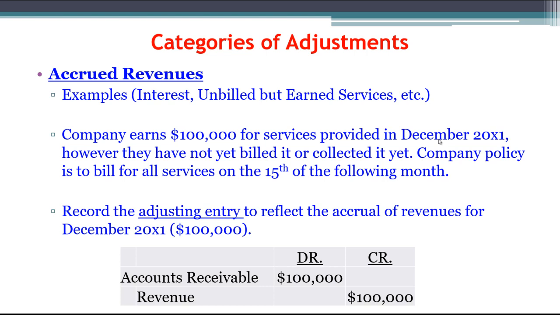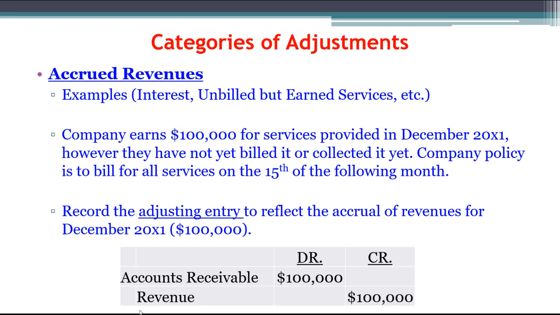By the way, hospitals are very common with this. They generally have policies where they don't bill until, let's just say, the 15th of the next month. That's their billing cycle. So for December, any service provided has not yet been recorded as earned, even though we've really earned it, we just haven't recorded it yet. And it won't be billed until the 15th of January, but that's too late for our financial statements. So we need to have an adjusting entry to force the recognition of that revenue.